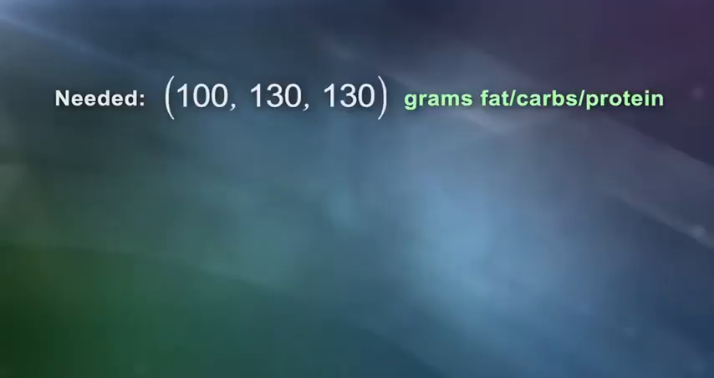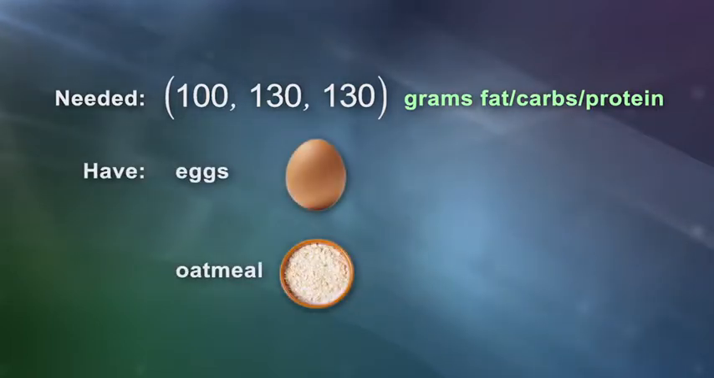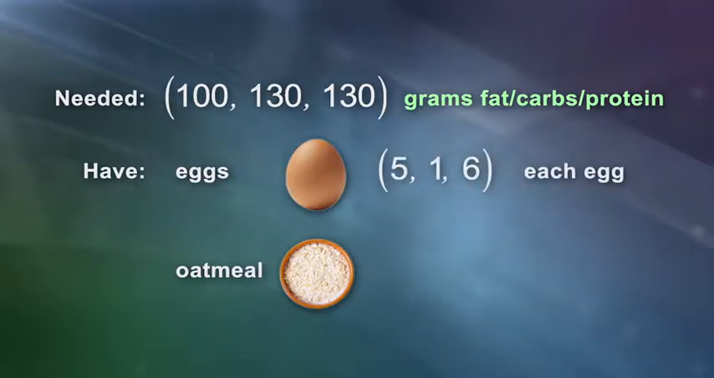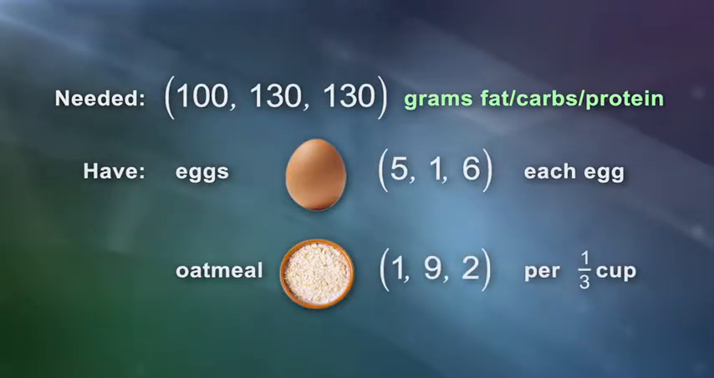Suppose you have a very restrictive diet and your doctor wants you to consume 100 grams of fat, 130 grams of carbs, and 130 grams of protein every day. But all you have in your house are eggs and oatmeal. A single egg has 5 grams of fat, 1 gram of carbs, and 6 grams of protein in it. A 1/3 cup serving of oatmeal has 1 gram of fat, 9 grams of carbs, and 2 grams of protein. Is it possible to meet your nutritional requirements with just eggs and oatmeal?